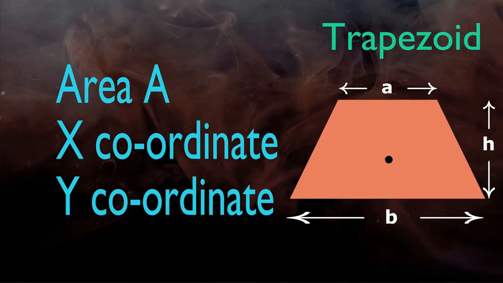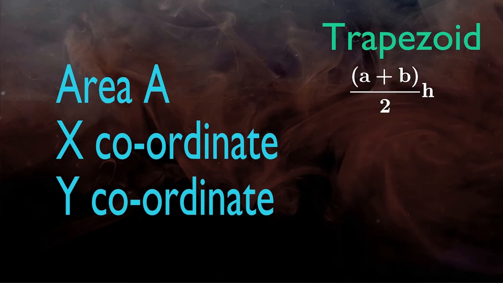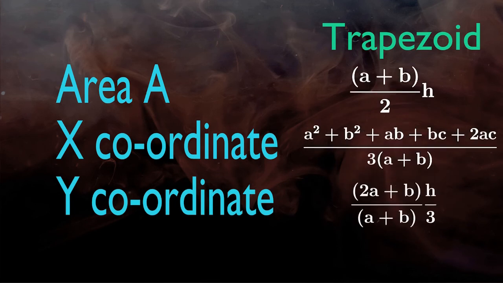So in general, these are the equations to find out the area, x and y coordinates of a trapezoid. Remember, a is the shorter side of the trapezoid, b is the longer side and h is the height. For a symmetric trapezoid, the equation to find the x coordinate is simpler, so you don't need to worry about the scary looking x coordinate here.